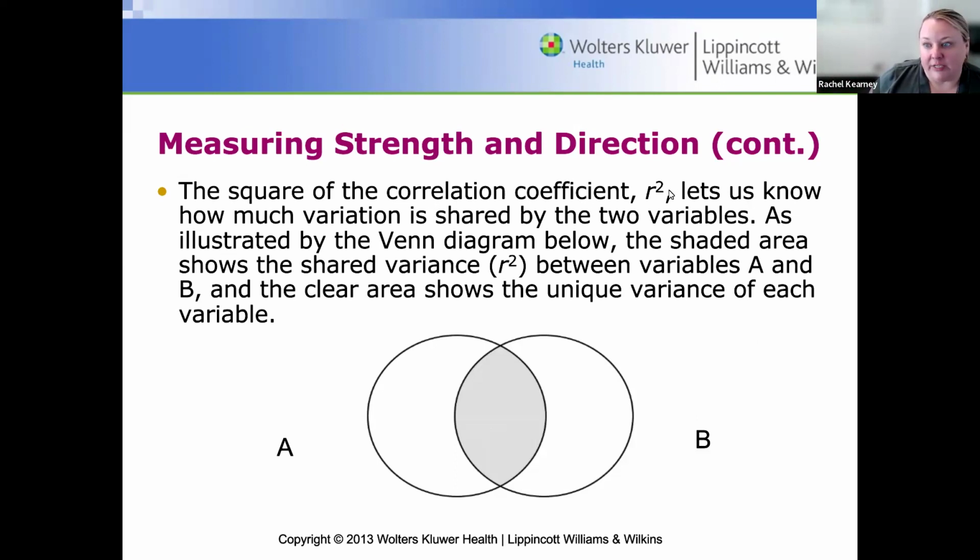So the square of the correlation coefficient, which is indicated by r squared, lets us know how much of the variation is shared by the two variables. And so, if you think about a Venn diagram, the shaded area would be this r squared. And so we see how much of variable A and variable B, how much of that variation is shared by the two variables.